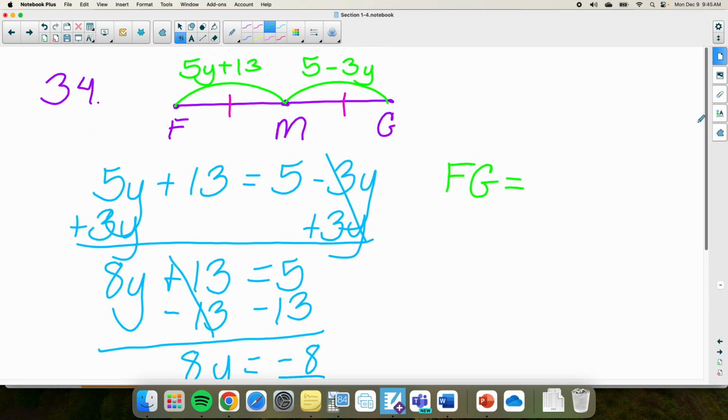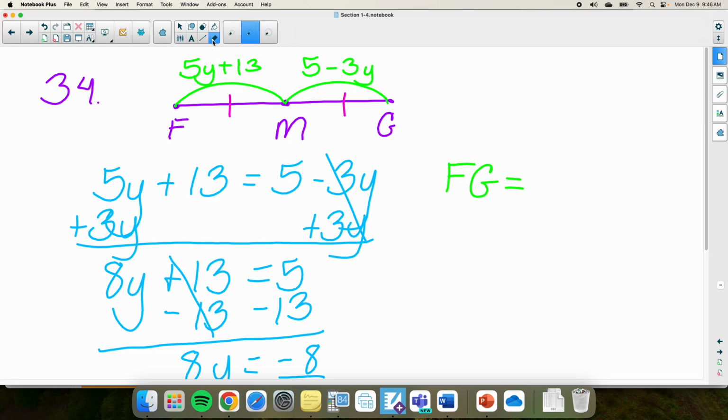Now, if you don't have that drawn out, chances are you're just going to put y into one of these. But in actuality, FG is the whole thing. So what you could do is one of two things. You could put y into one and multiply by 2, because those two pieces should be equal. Or you can put y into both of them and add it together, okay?